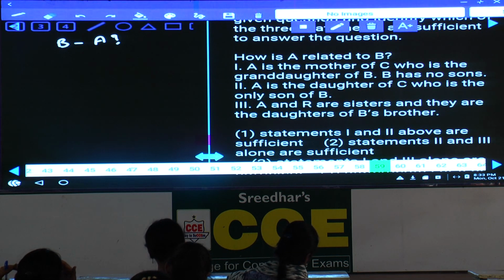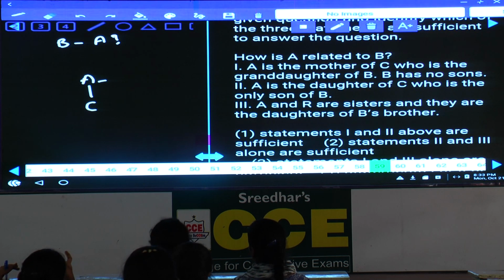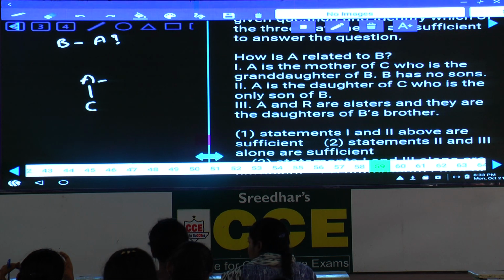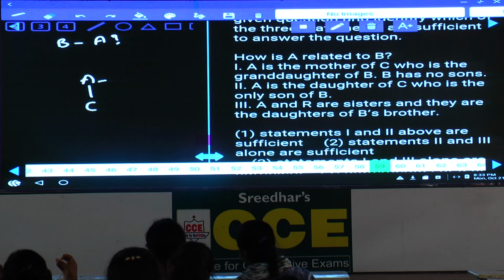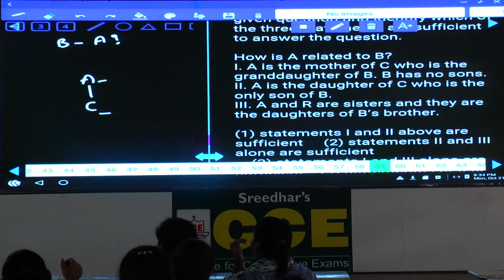A is the mother of C. C is the granddaughter of B. How is A related to B? We can have n number of possibilities. B can be the daughter or daughter-in-law. There are 2 different possibilities, isn't it? Hence, daughter or daughter-in-law, one alone is not sufficient.